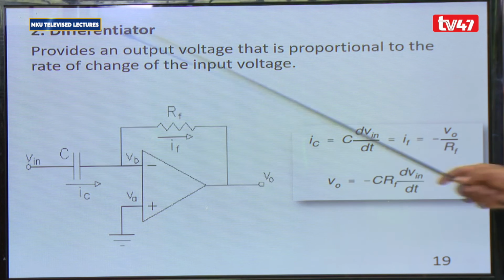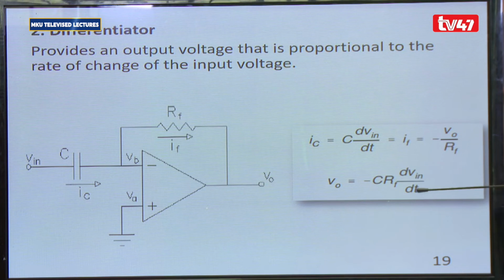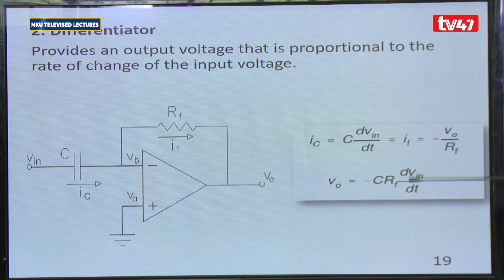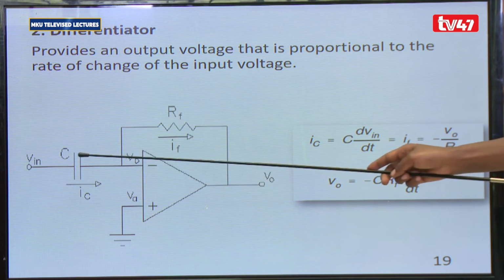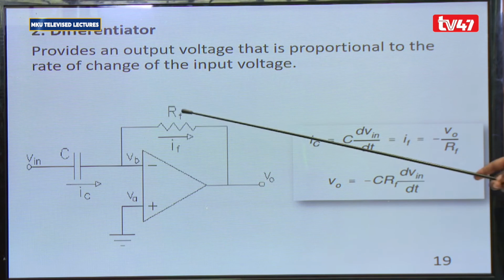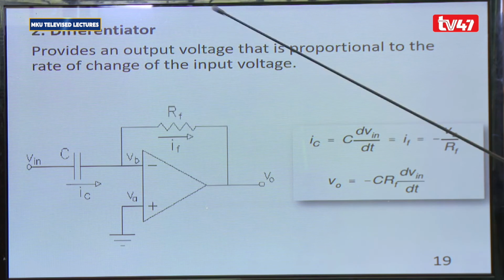This is our input here. So the rate of change of input is multiplied by a constant. And that constant actually depends on the value of the capacitor and also the value of the feedback resistor. So that is the differentiator.